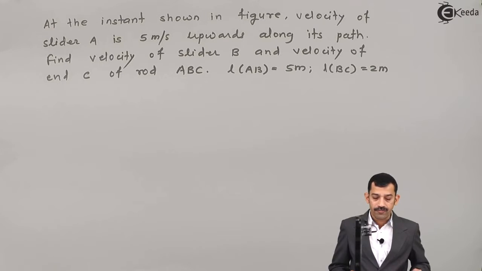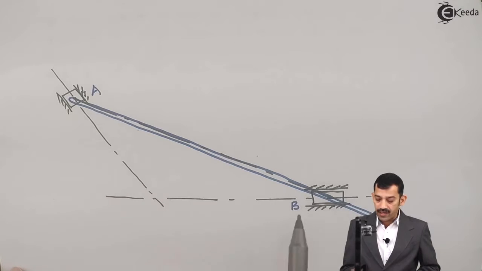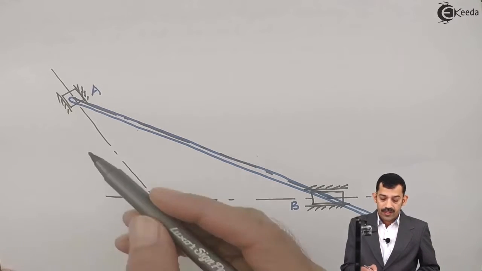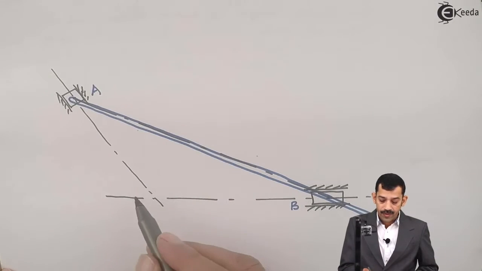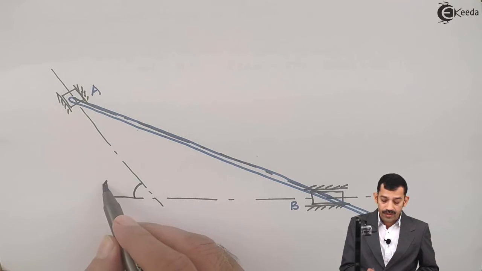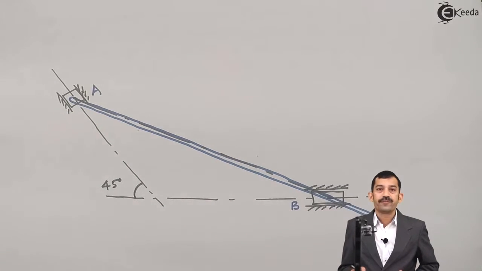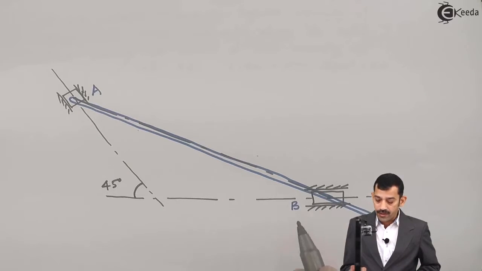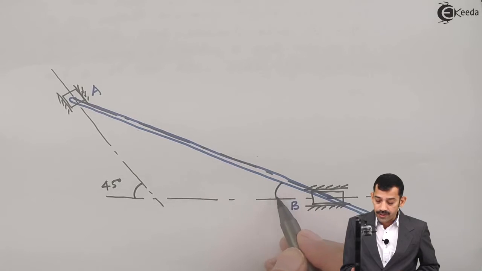Now see what is given in the figure. There are two sliders, one is slider A, the other one is slider B. Slider A has to slide along this path, where this angle is given as 45 degrees with the horizontal, and slider B has to slide in the horizontal direction, where the inclination of this bar with the horizontal is given as 30 degrees.